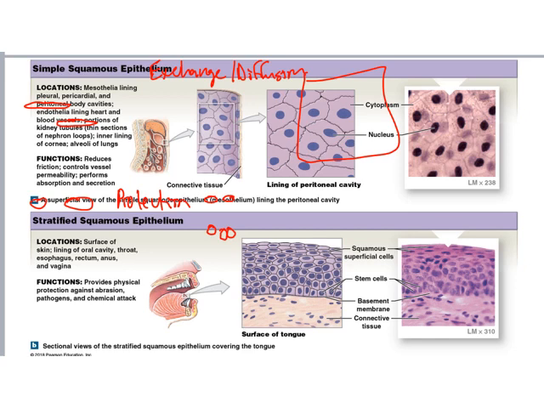So you would want to have stratified epithelium there. Make sure you take some time to look over these locations and functions for each of these pictures, okay? And then we're going to use these pictures in lab or in class when we get together in person, and we're going to be looking at slides of these different tissues, and you can come back and use these pictures to help guide you through what you're seeing.